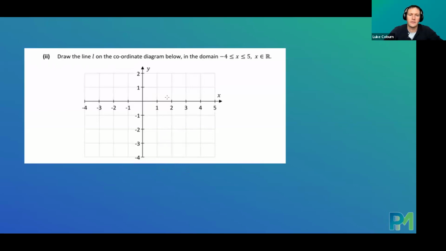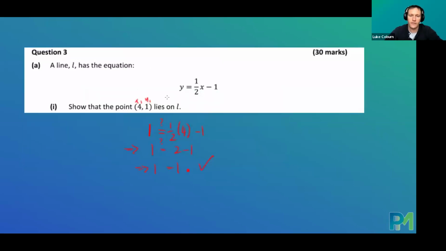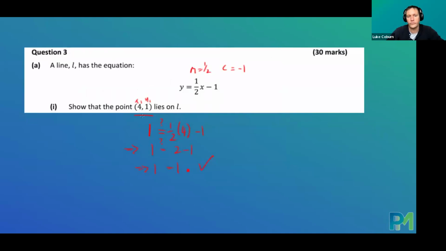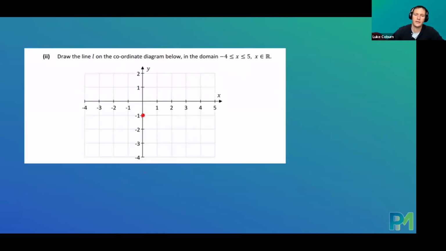It says draw the line L on the diagram below in the domain x is greater than -4, x is less than 5. So what do we already have? We have (4, 1) is on the line, and we have that m is equal to a half, and c is equal to -1. So the y-intercept is here, and we also have that the point (4, 1) lies on L. And so we're going to draw this now, in the domain.